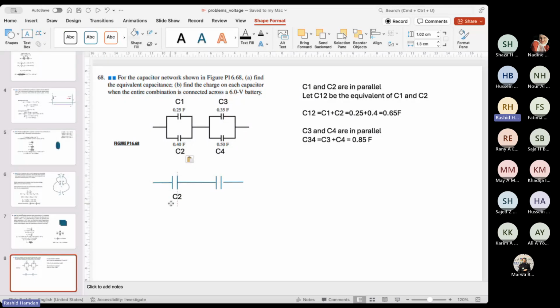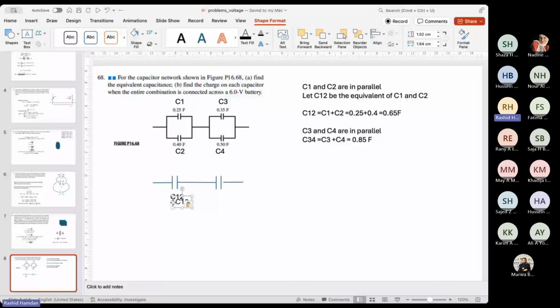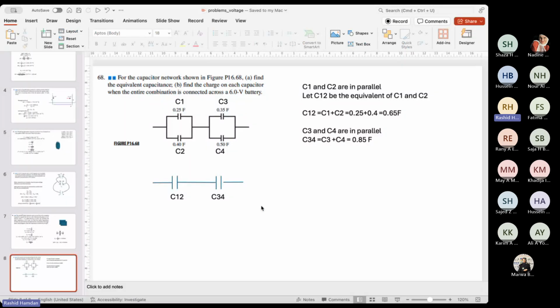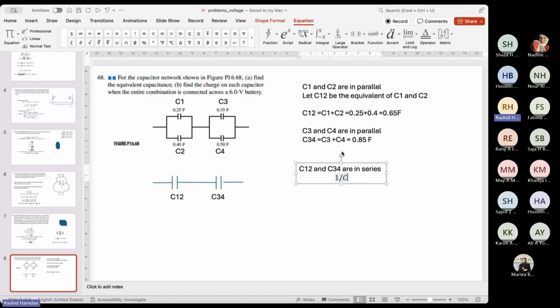So this is called C12, and this one here is called C34. Now, C12 and C34 are in series. So I can say that C12 and C34 are in series. So let's call their equivalent capacitor C. So 1 over C, let's make it an equation. 1 over C is equal to 1 over C12 plus 1 over C34.